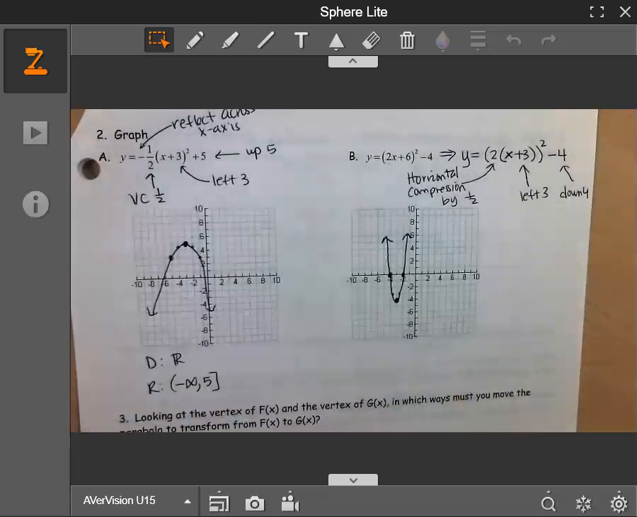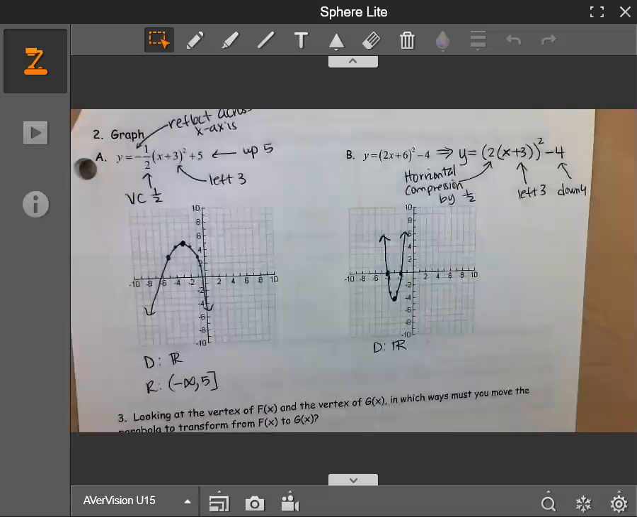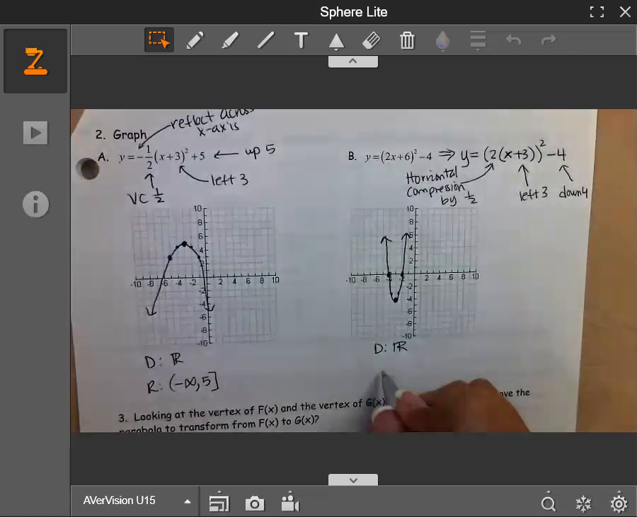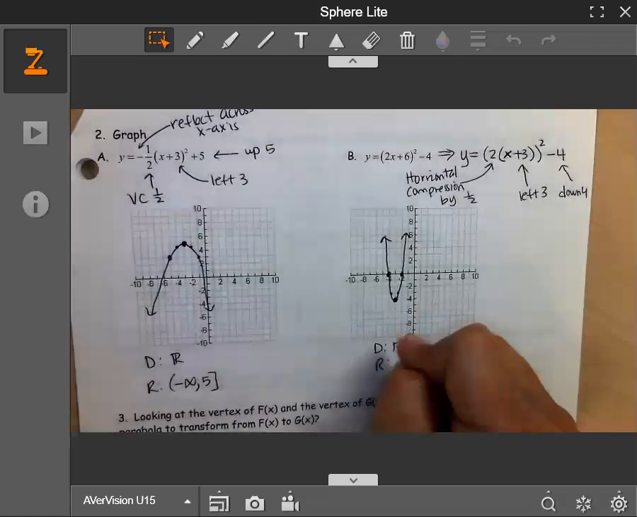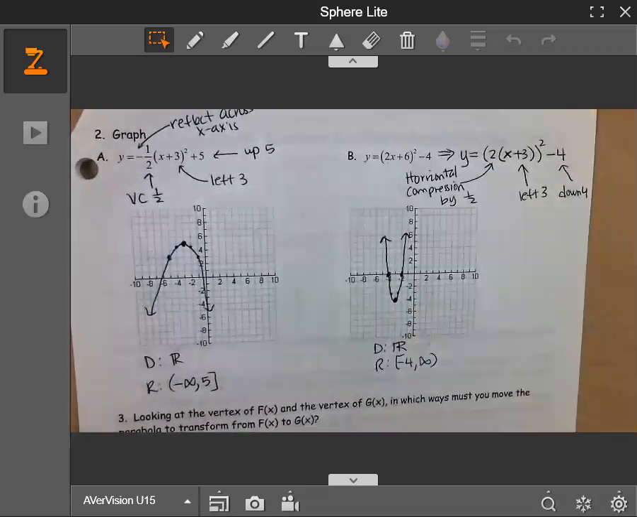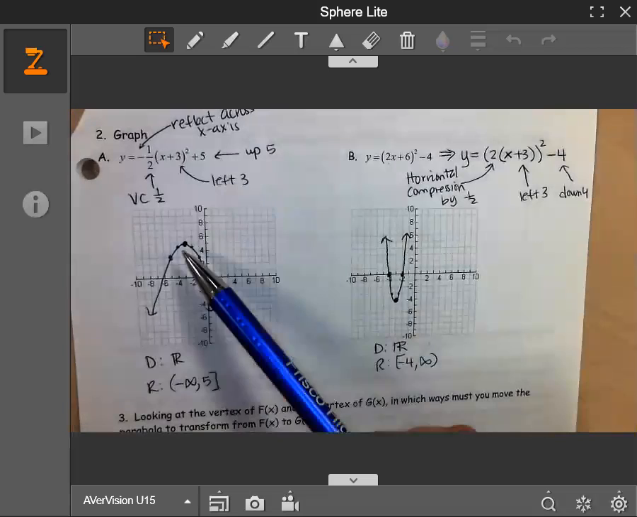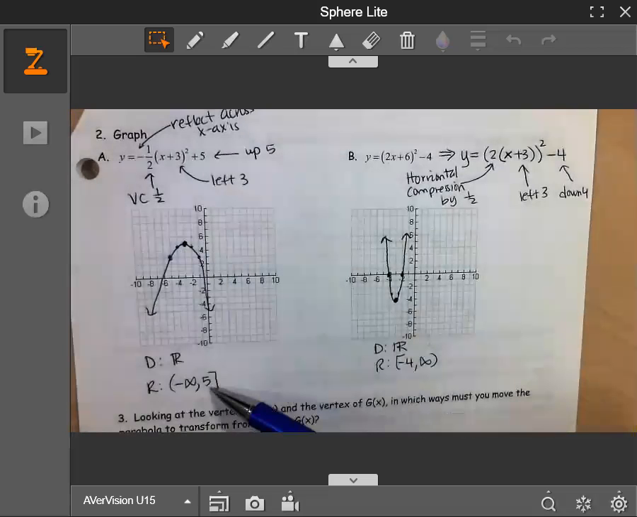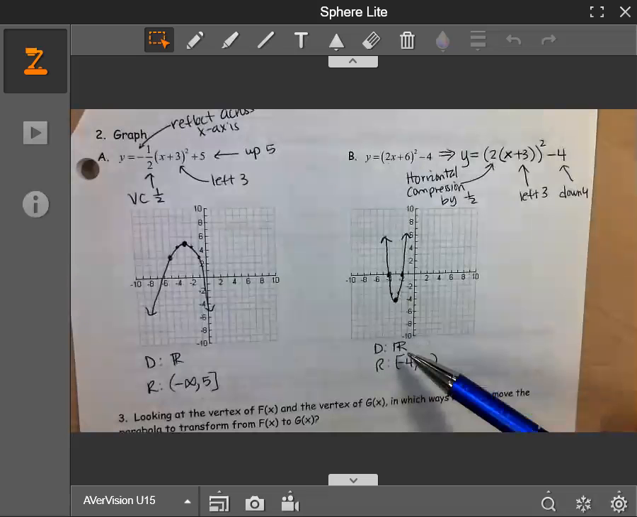For this one, our domain again is all real numbers. That's true for all quadratics. And then our range is going to be from -4, which is my vertex, to infinity. In both cases, we use the value from the vertex. So keep in mind that 5 right there, which is our vertex, is the value on the range. Same thing here, our -4, which is the y value of the vertex, is part of our range here.